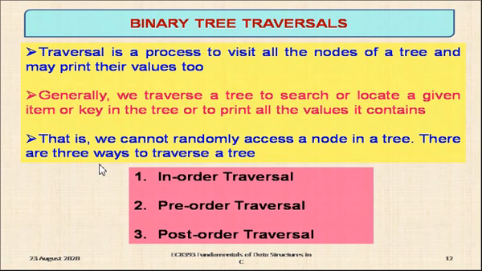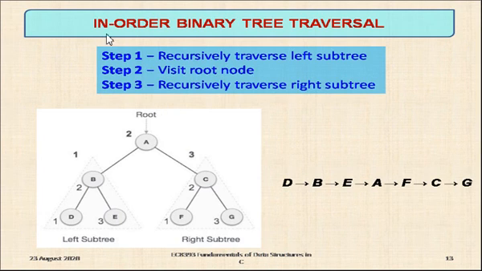We have three different ways to traverse a tree, which are in-order traversal, pre-order traversal, and post-order traversal. So let us see them one by one. In-order binary tree traversal technique. There are three steps. So this is the binary tree. As usual, we have the root and subtrees are there. So how to traverse this tree by in-order traversal technique?